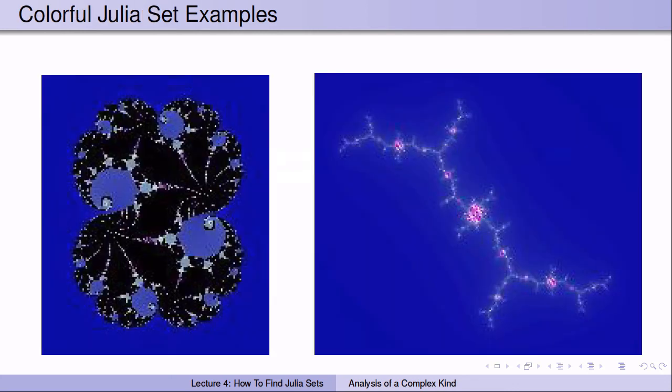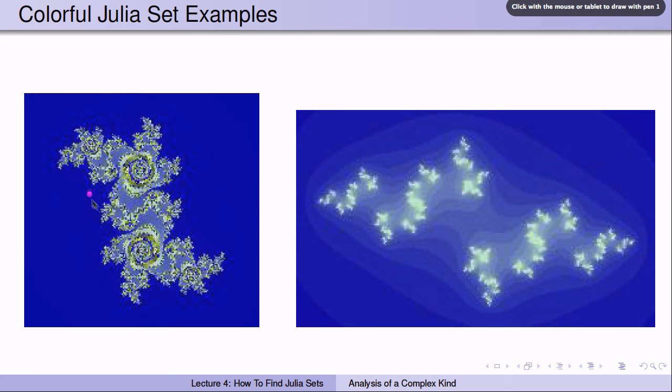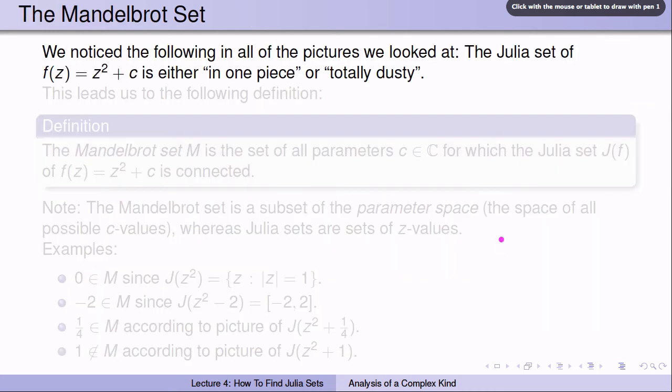Here are some colorful examples of Julia sets, and you can see their different natures. Here's one where you have a lot of black filled in, and here you can barely see the black parts. Here again, there's only specks of black and lots of colorful things going on. And here as well, the Julia set is very scattered throughout this picture. And here the Julia set has these round features, and here it consists of specks. So we notice the following in all the pictures we looked at. The Julia set is either in one piece or totally dusty.